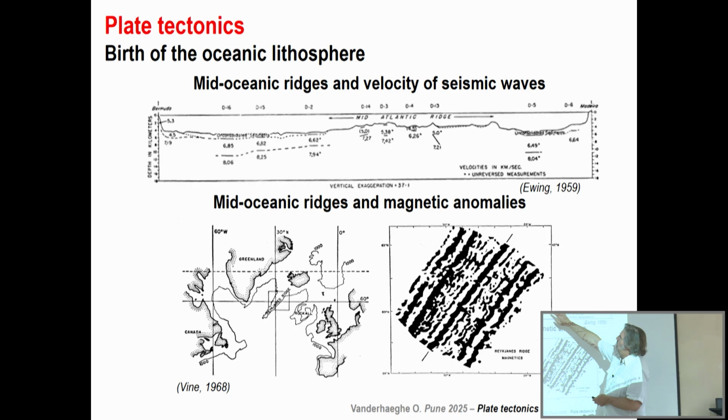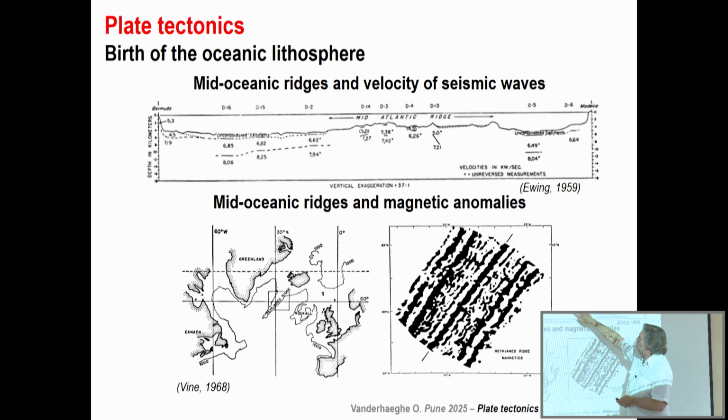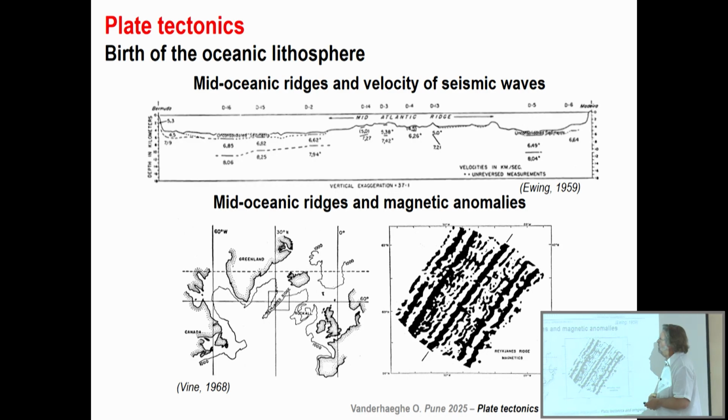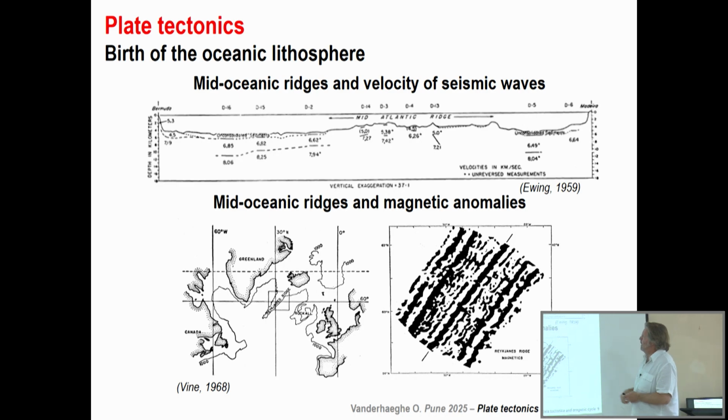Here is a seismic wave velocity image, so it's difficult to read, but you see here that there is less rapid material beneath the mid-Atlantic ridge, and that was discovered by Ewing in the late 50s.